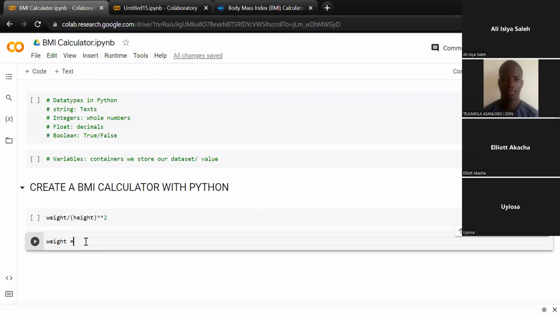Okay. So weight. Let's get the first variable, weight, and then it means that we need a prompt where we can actually insert our weight if we want to calculate it. To do that, we use the function input. Okay, so insert your weight in kilograms, right? So let's just write in kg.